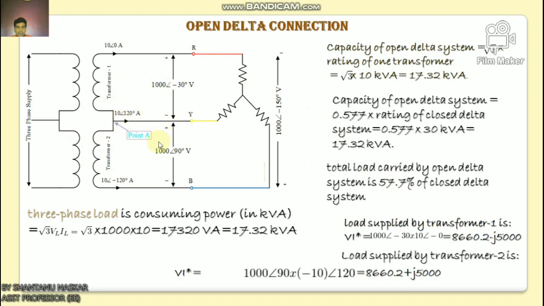This figure shows the connection diagram of an open delta system. In this diagram, a three-phase unity power factor load, which is resistive load, is supplied by two transformers. Each transformer is rated as 10 kilovolt ampere. Current rating is 10 ampere. Look here, 10 ampere.